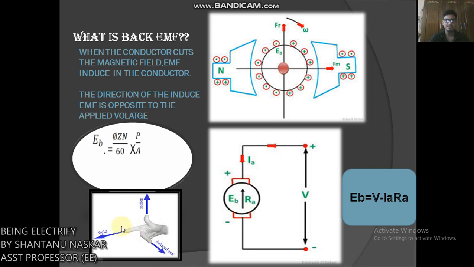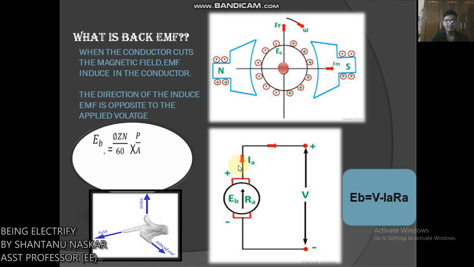According to Fleming's right-hand rule, if we hold the thumb, middle finger and index finger of the right hand at an angle of 90 degrees, then the index finger represents the direction of the magnetic field, the thumb shows the direction of motion of the conductor, and the middle finger represents the EMF induced in the conductor.